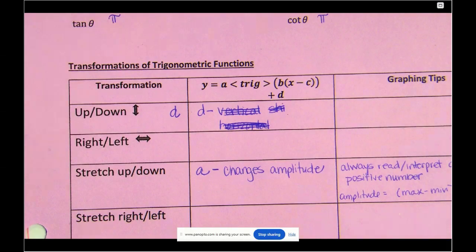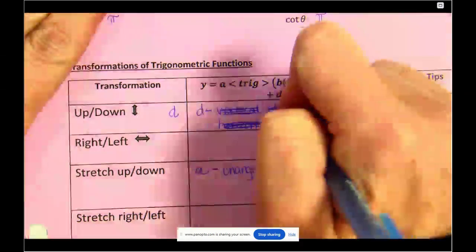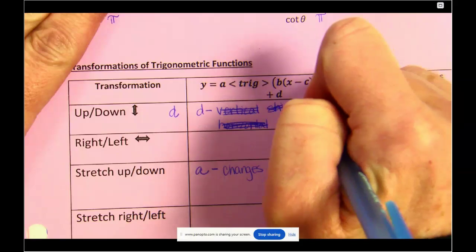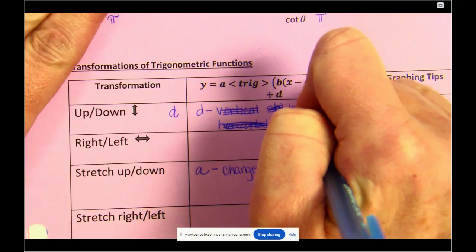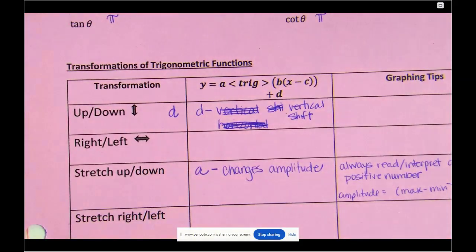You guys, vertical. Correct, but we're moving it up or down. So this is a vertical shift. Okay. I was just second guessing myself because a vertical asymptote is vertical this way. I got it. Up and down, vertical.